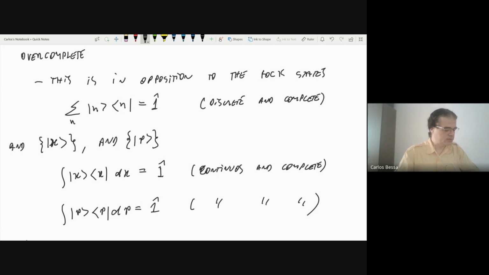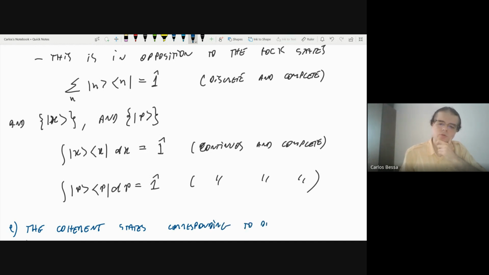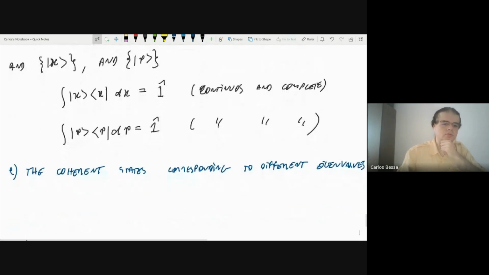And another important thing related to this is that they are not orthonormal. So the coherent states corresponding to different eigenvalues alpha and alpha prime are not orthogonal.